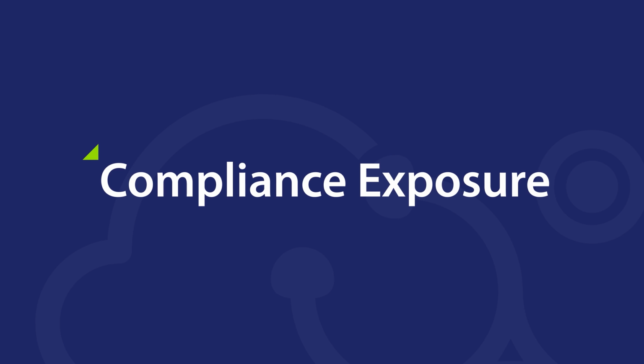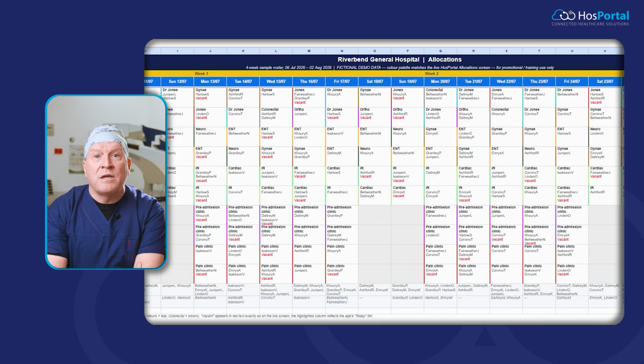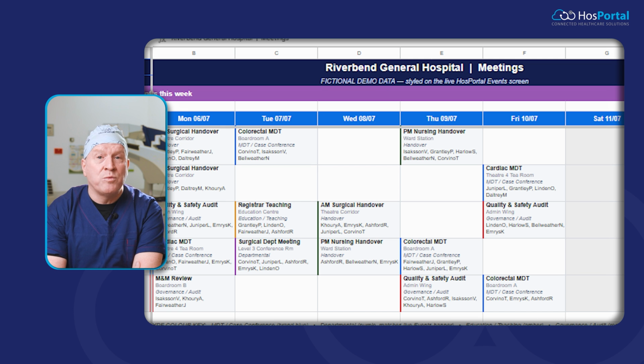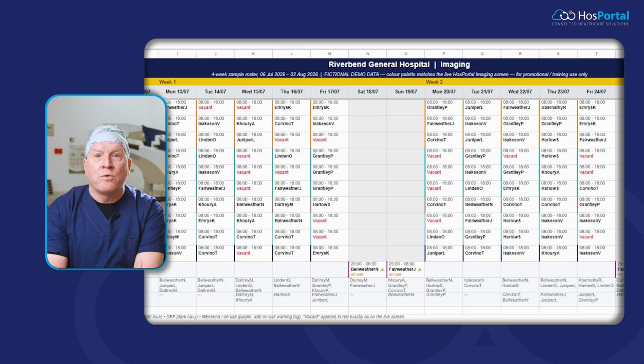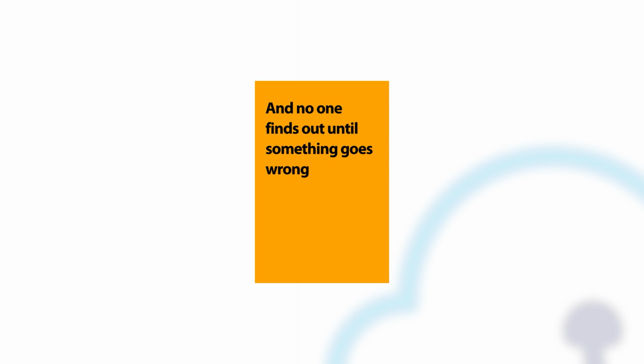The second cost is compliance exposure. Junior doctor working hours are regulated under the AMA National Code of Practice, with maximum hours per fortnight, mandatory rest windows between shifts, and limits on consecutive weekends. Excel can't enforce any of that. It has no idea. And if someone is sitting at 78 hours when the limit is 76, the spreadsheet will not tell you. The administrator won't know, the junior doctor might not know. And when the roster goes out, the shift gets worked, and no one finds out until something goes wrong or until someone goes looking. Look, I'm not trying to alarm you. I'm trying to tell you that this is a foreseeable and preventable problem that purpose-built software solves automatically.